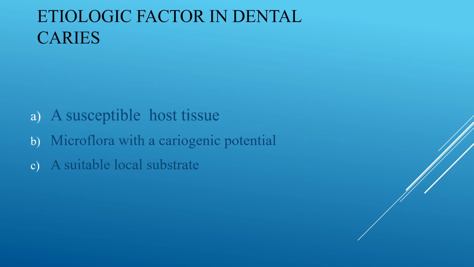Then we go to etiologic factors in dental caries. We have A, susceptible host tissue. B, microflora with cariogenic potential. And C, a suitable local substrate. And all of these will only produce caries if you have another factor, which is time.